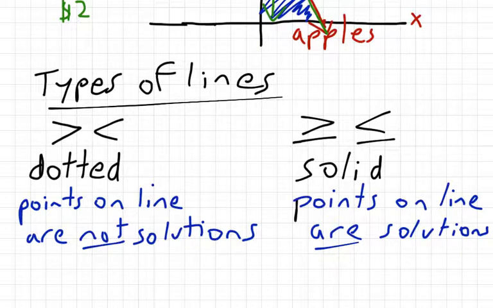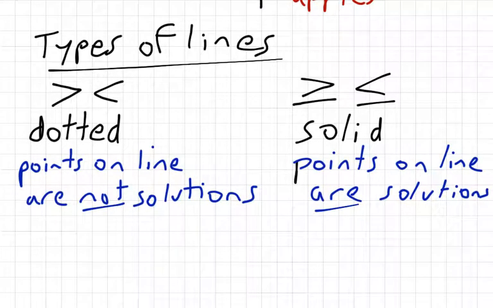Alright, so in that previous example, we had $8 to spend. So that was a solid line because we can spend $8. But there's sometimes when it's just going to be greater than something or just less than something. And there, our line is not going to be a solution.